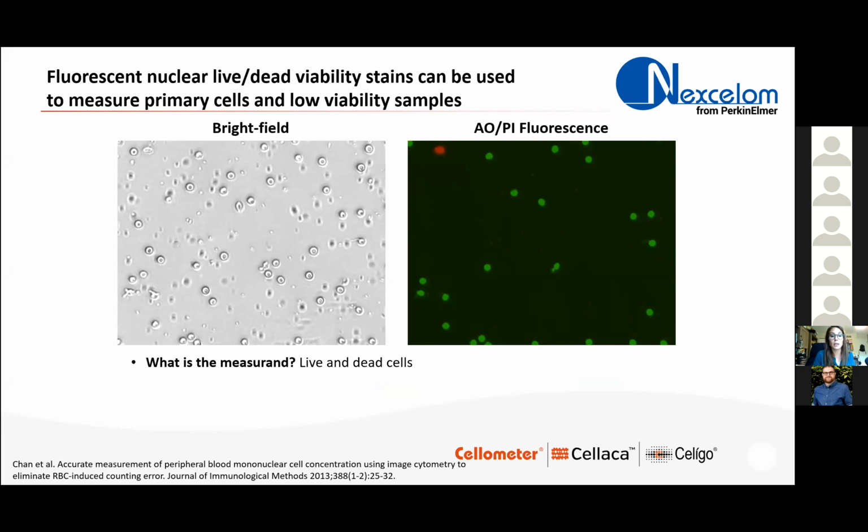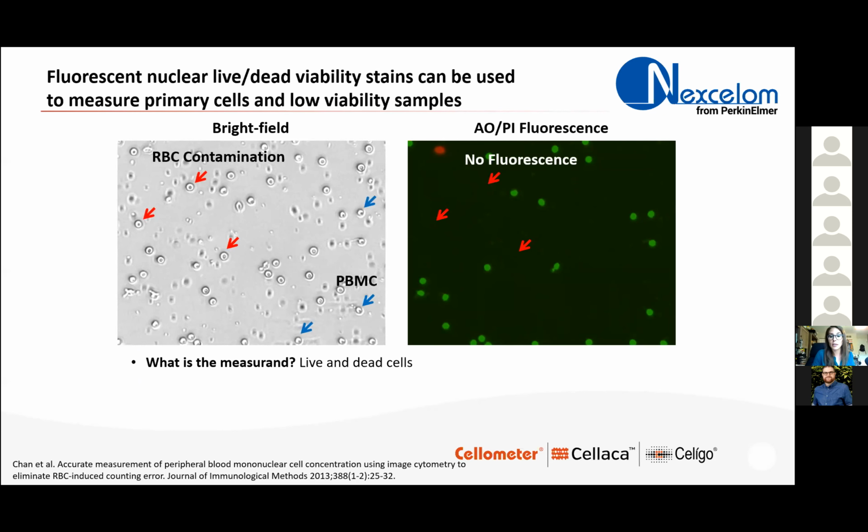So here's a zoomed in image in the bright field of a leukopak or PBMC sample. We want to assess live and dead nucleated cells. So we want to remove red blood cells and platelets from skewing our counts. When we look at these red arrows that are indicated, if we were counting them in bright field using trypan, we may include them. However, they are non-fluorescent because they're anucleated cells.